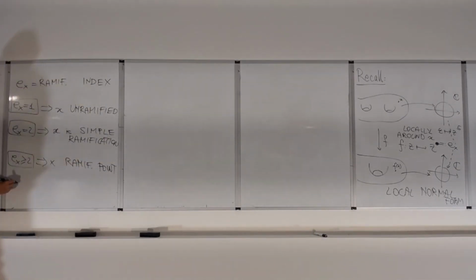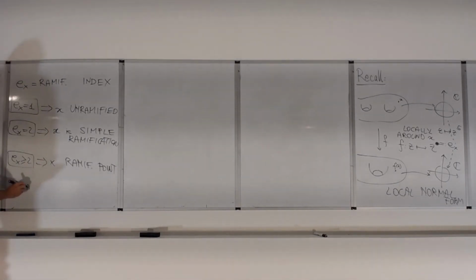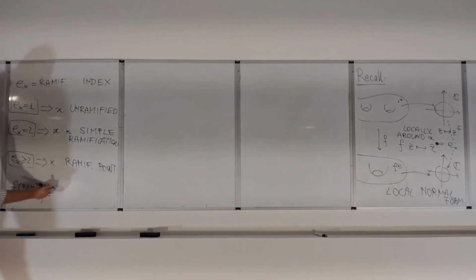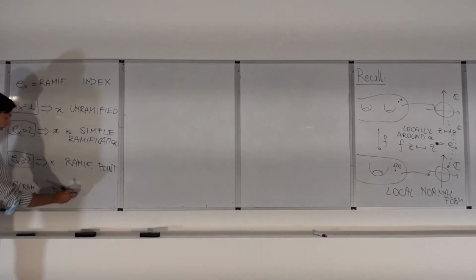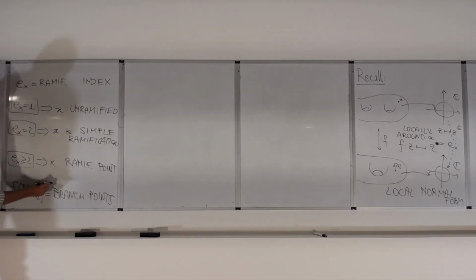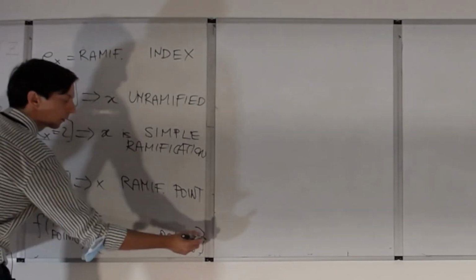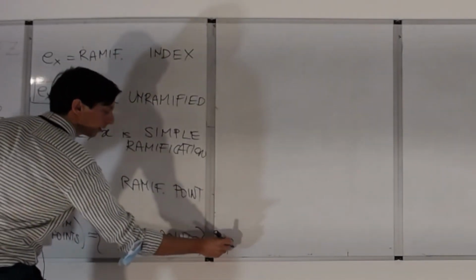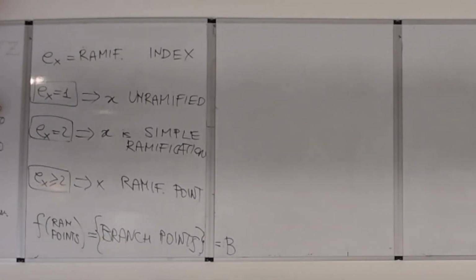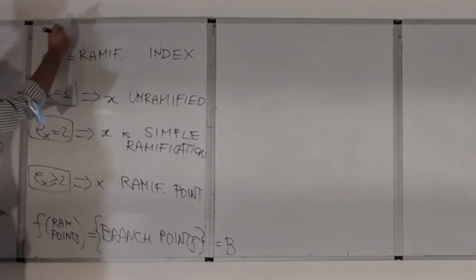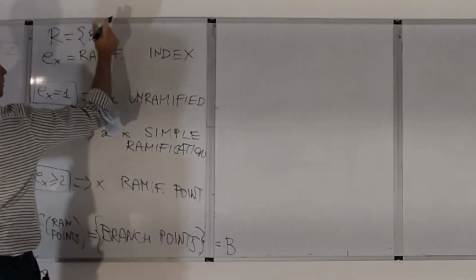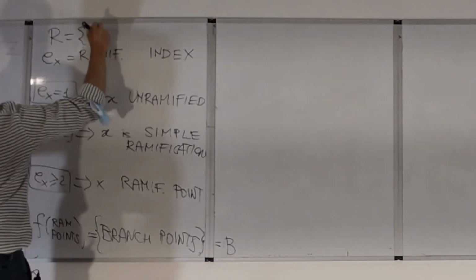And I will call the images of these ramification points branch points. And I want to call the locus of all branch points B, B for branch points. And I want to call R the set of ramification points. Let me write all ramification points.